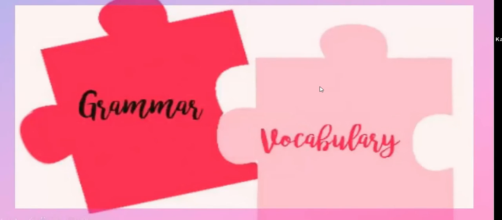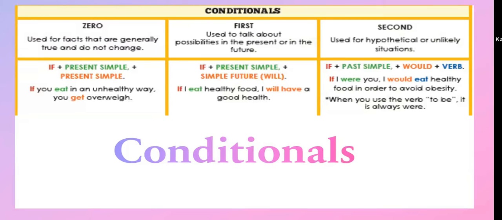So today's topic on grammar is conditionals. I don't know if you've seen conditionals before. Right now we're going to see three types of conditionals: the zero conditional, the first conditional, and the second conditional.